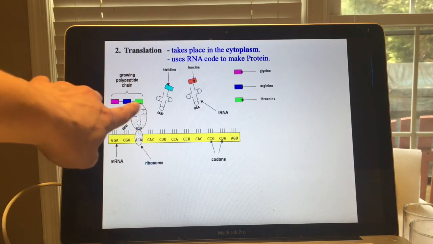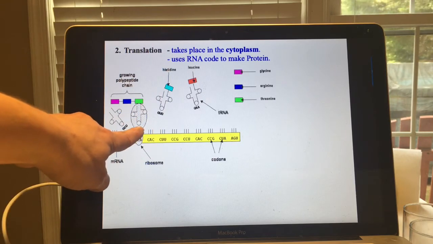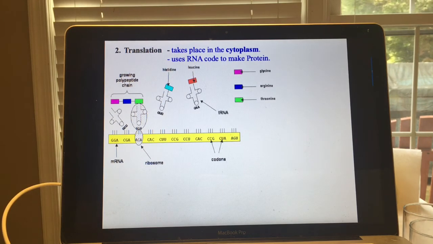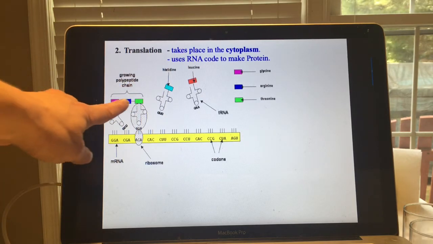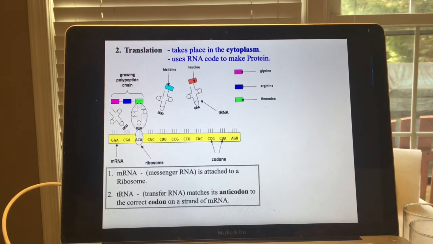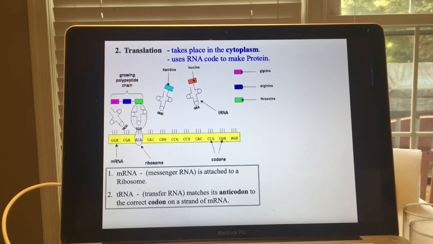Now, any tRNA molecule that has UGU will only carry one type of amino acid. So when the anticodon matches the codon, you end up with the correct sequence of amino acids. And you can see a growing polypeptide chain. In this diagram, the different amino acids are represented by those different colored rectangles. So messenger RNA is attached to a ribosome. tRNA, which is called transfer RNA, matches its anticodon to the correct codon on the strand of mRNA.